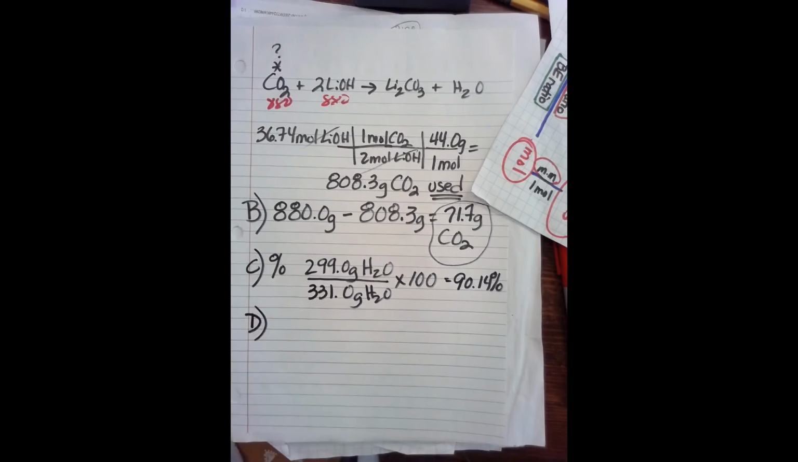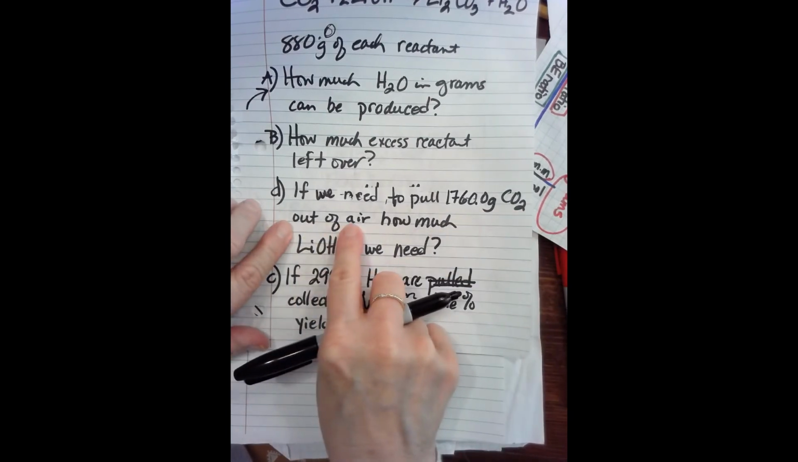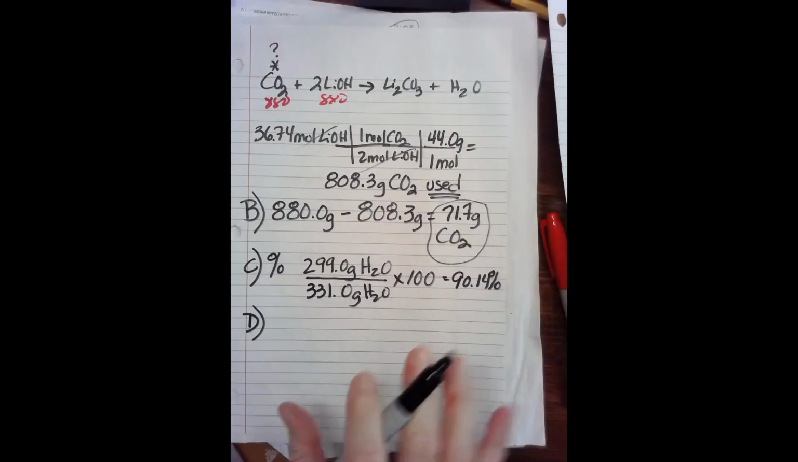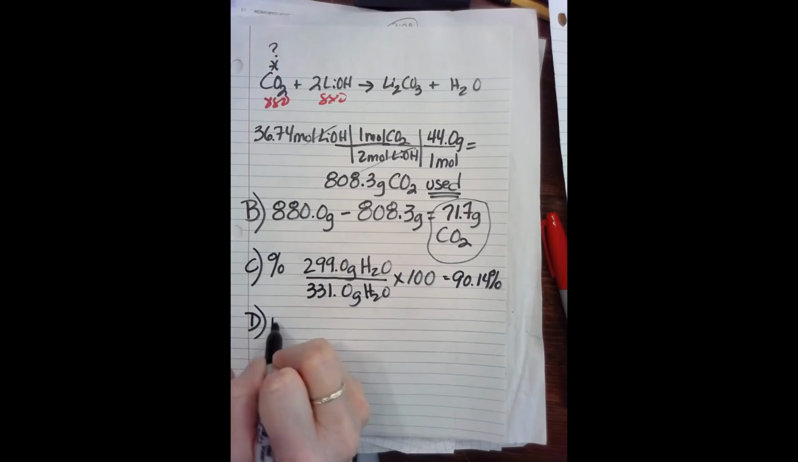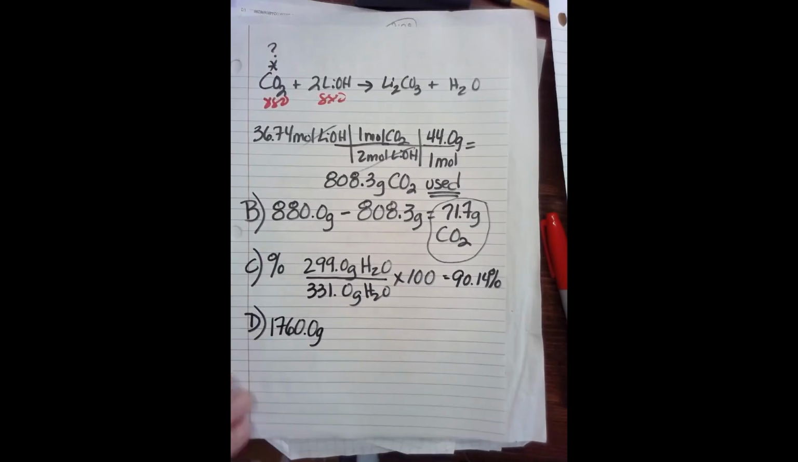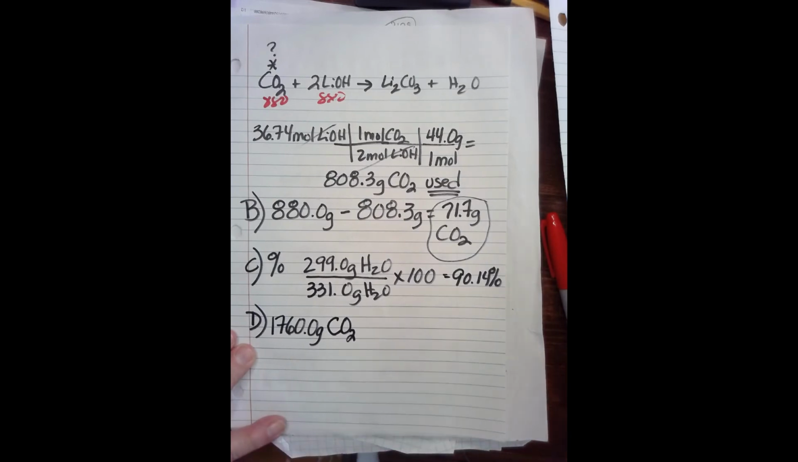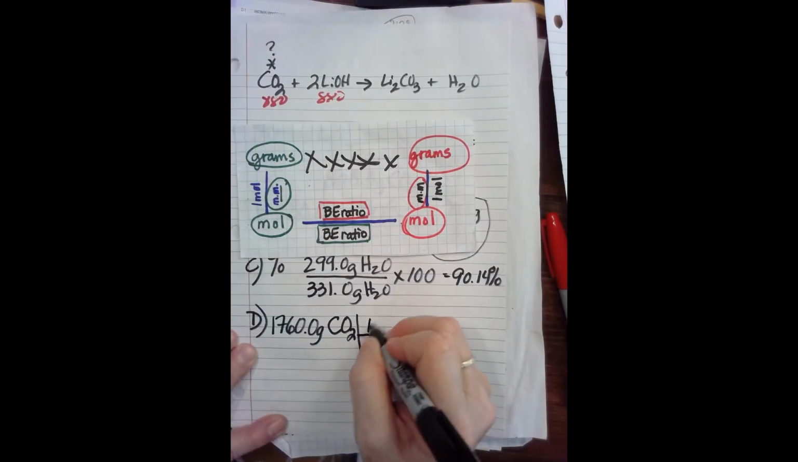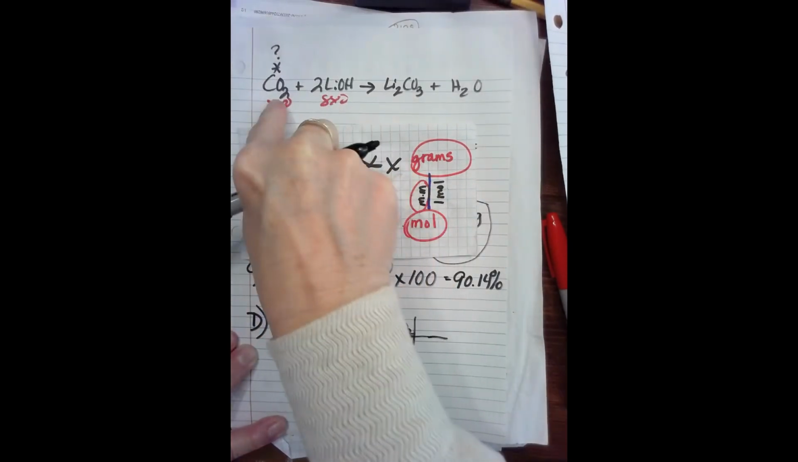Now let's look at question D. Question D says, if we need to pull 1,760 grams of carbon dioxide out of the air, how much lithium hydroxide do we need? Guys, this is just a brand new stoichiometry problem. It doesn't concern any of the previous data or calculations that I've done. So we start with the piece of data that we have: 1,760 grams of CO2. It's really important that we put the CO2 here so that we know how to walk our path. So we are going to convert from grams to moles. One mole of CO2 has a mass of 44 grams.